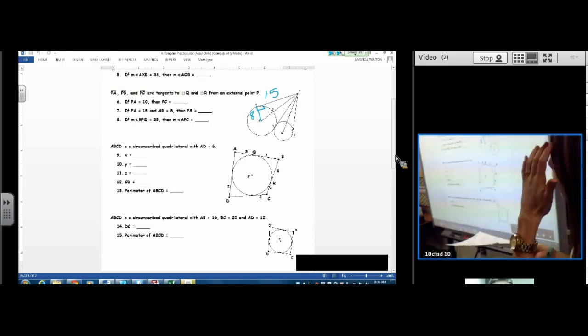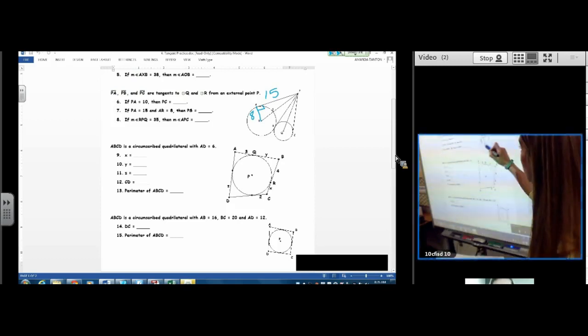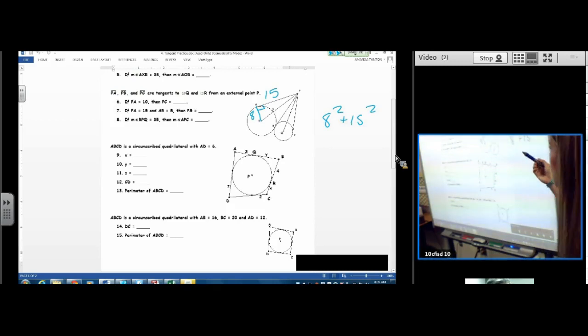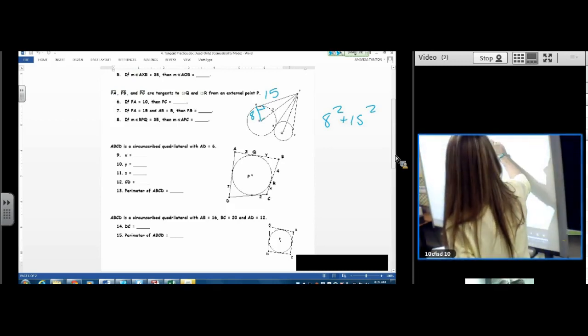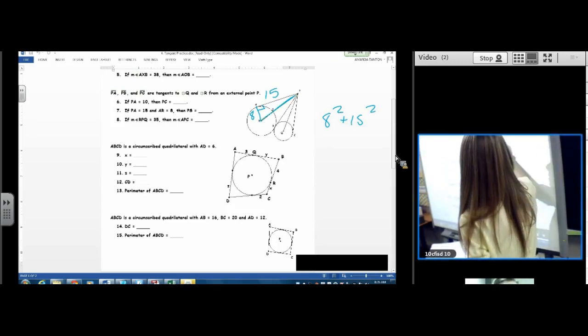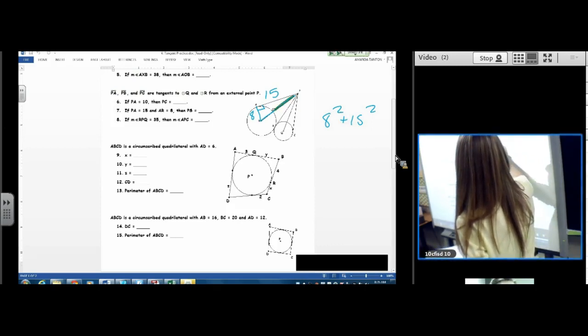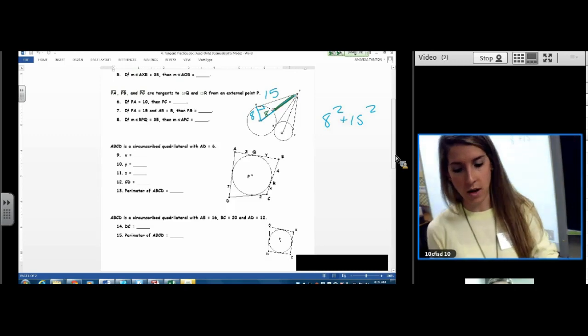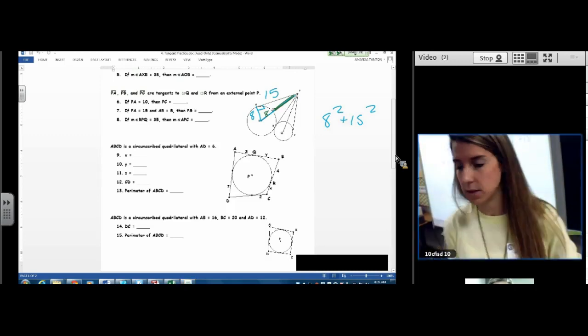So first you do Pythagorean theorem with 8 and 15, 8 squared plus 15 squared. I think you get 17, right? So this segment is 17. And it wants this segment right here. And so we would take 8 away from 17 because 8 is the radius. We did that exact one in our notes yesterday, just with different numbers.